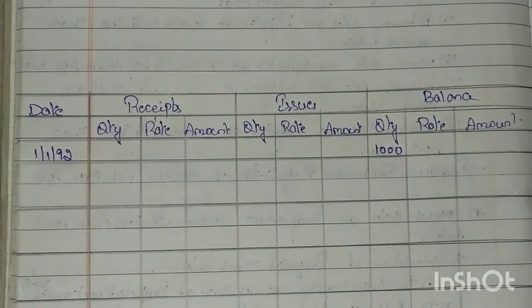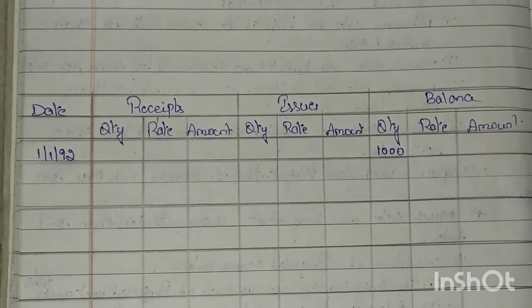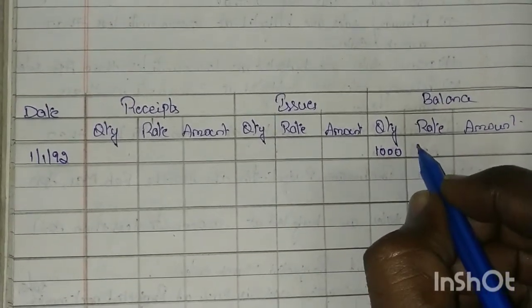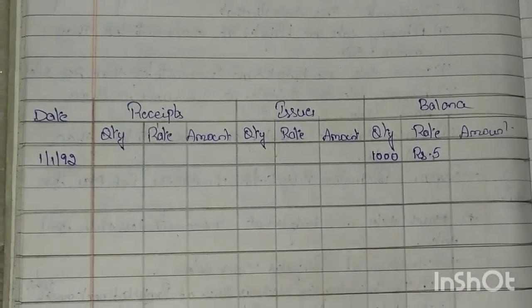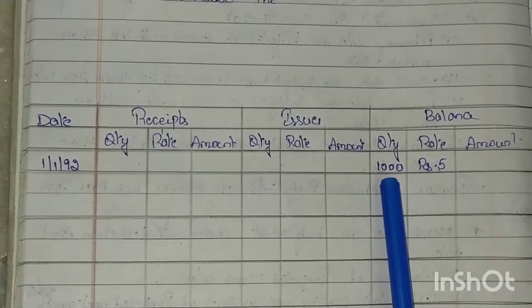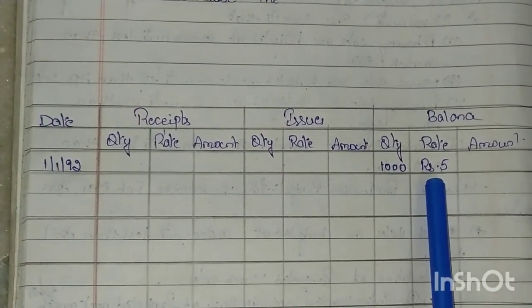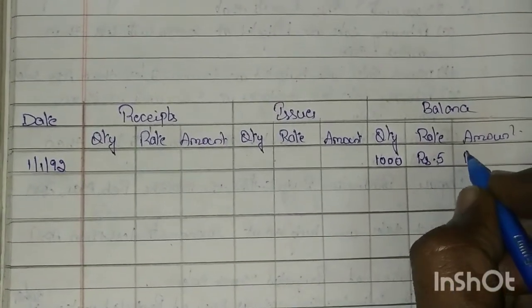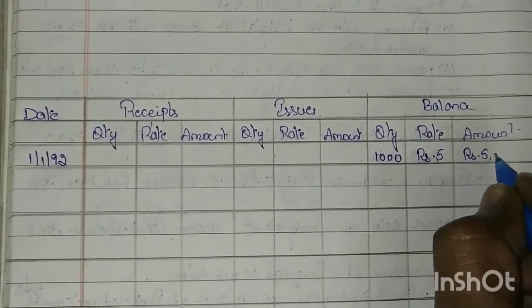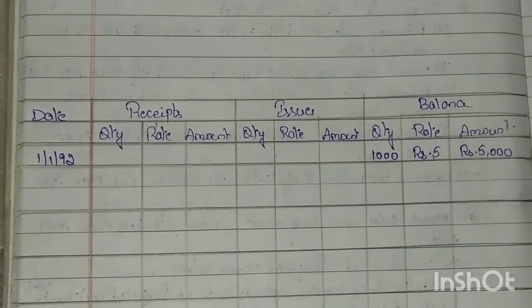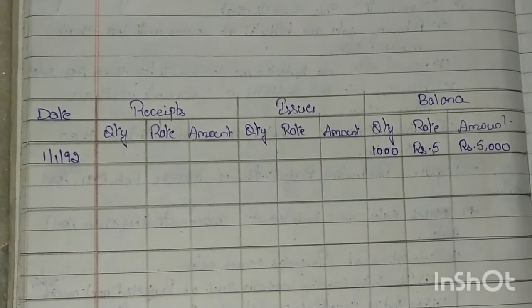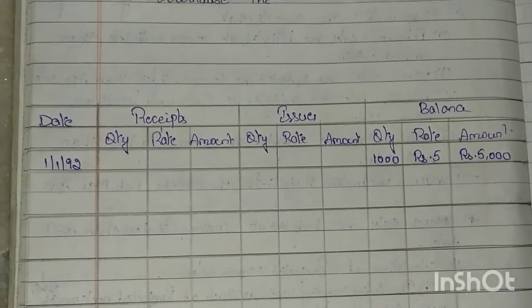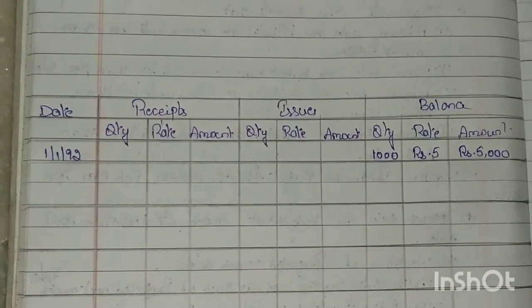So that is what we will consider as the opening balance quantity, and they are saying that it is rupees 5 per unit. So now you get the total amount. The quantity should be multiplied with the rate, and you will get the total amount, that is rupees 5000. So that is the first information. Once the opening balance has been completed, next you will go for considering the purchases and issues.